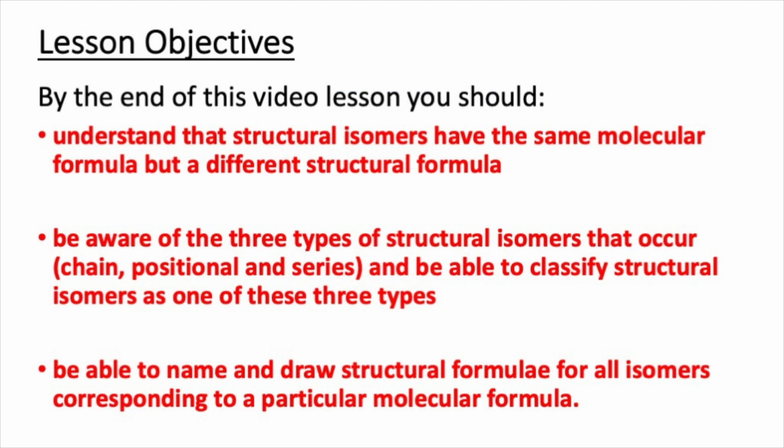By the end of this video lesson, you should understand that structural isomers have the same molecular formula but a different structural formula. You should be aware of the three types of structural isomers that occur: chain, positional and series, and be able to classify structural isomers as one of these three types. And finally, you should be able to name and draw structural formulae for all isomers corresponding to a particular molecular formula.